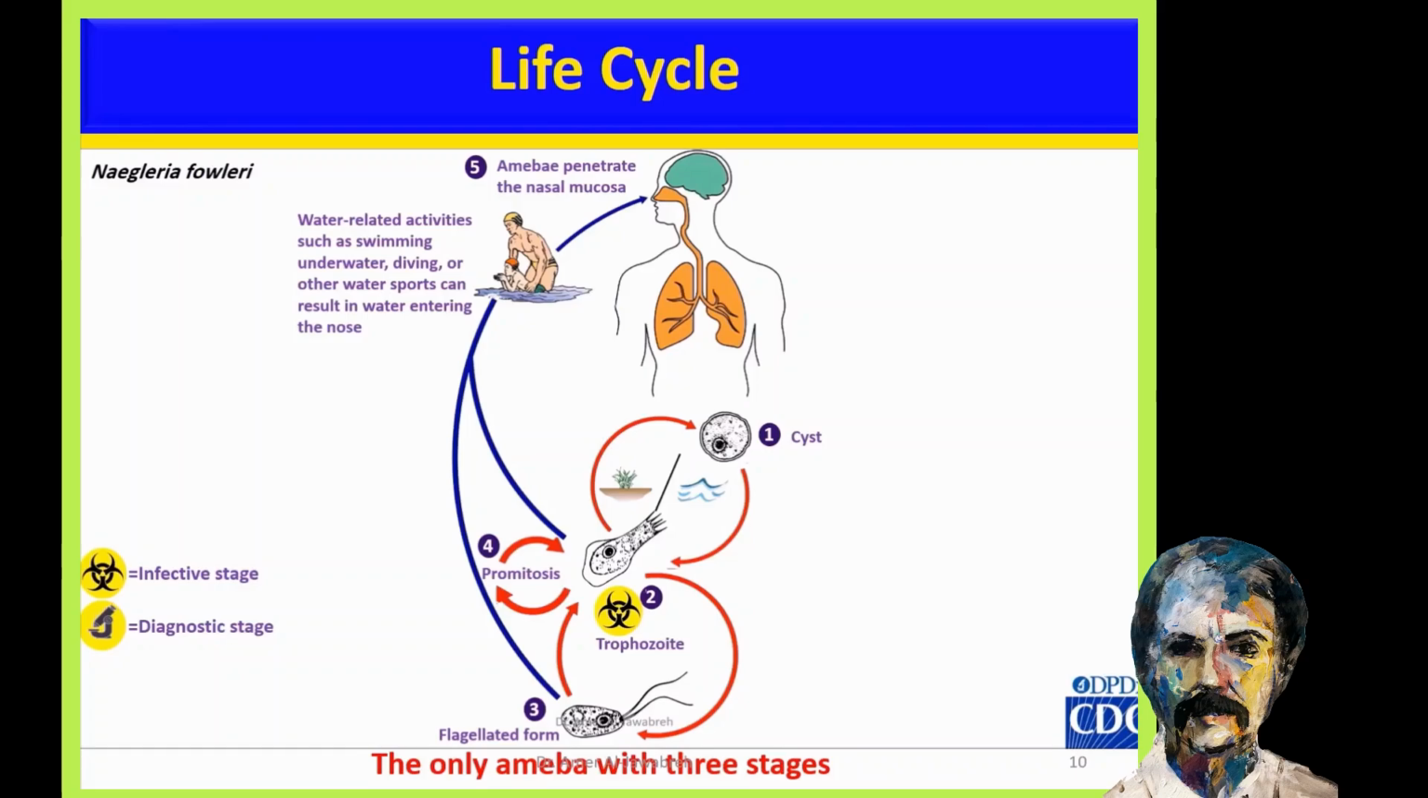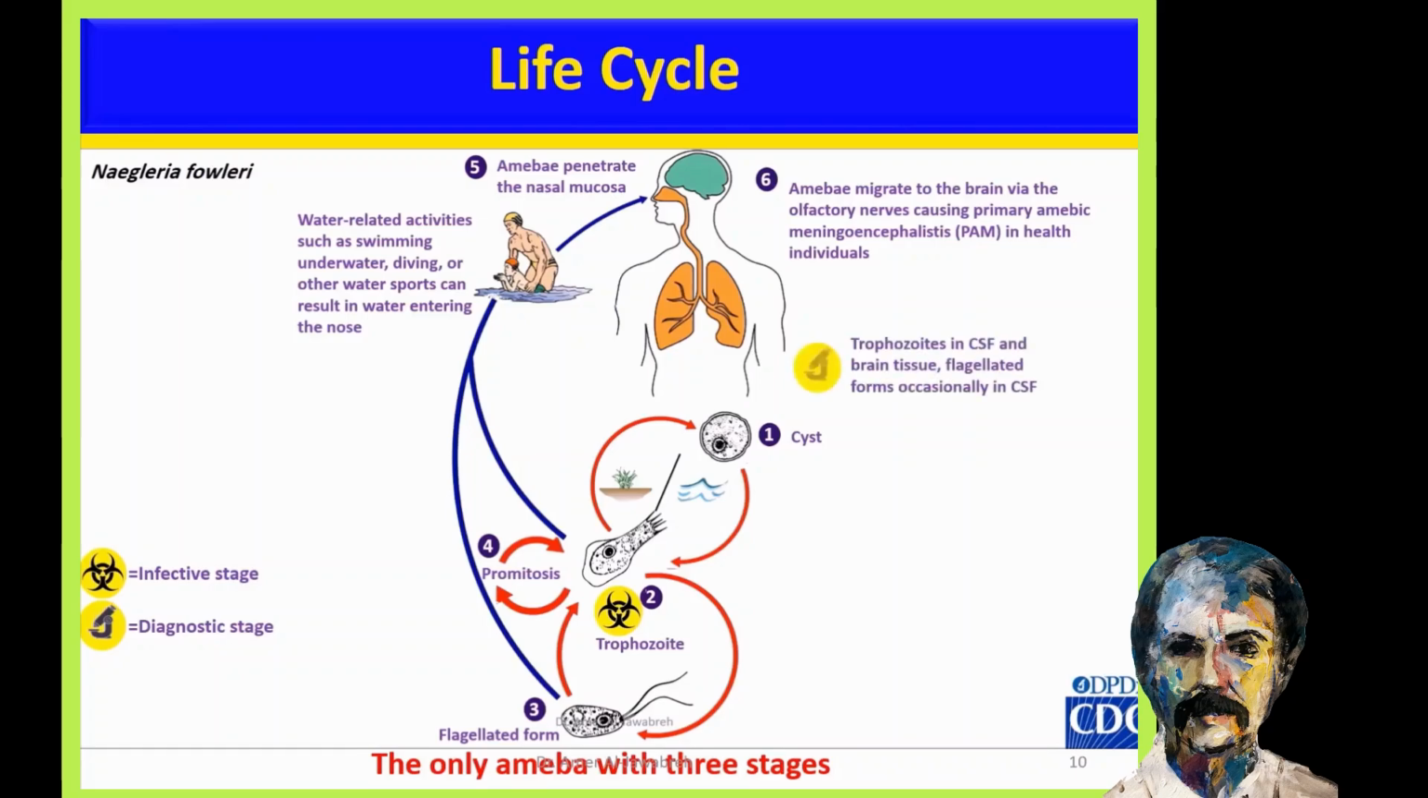And what does it cause there? Have a look. It causes a disease called PAM. What is PAM? Primary amoebic meningoencephalitis, for short, encephalitis. Abbreviation PAM, P-A-M. Trophozoite in CSF and brain tissue. So when they collect CSF from you, they make a smear, they can see the trophozoite. Flagellated form occasionally in CSF, not very much. Usually they see the trophozoite.